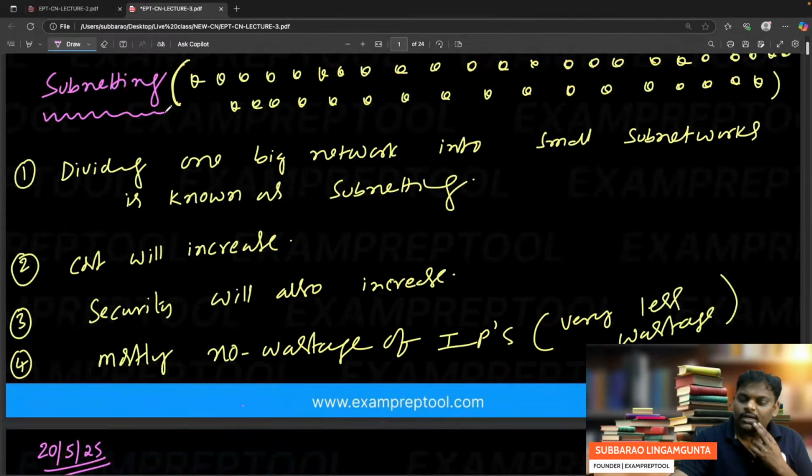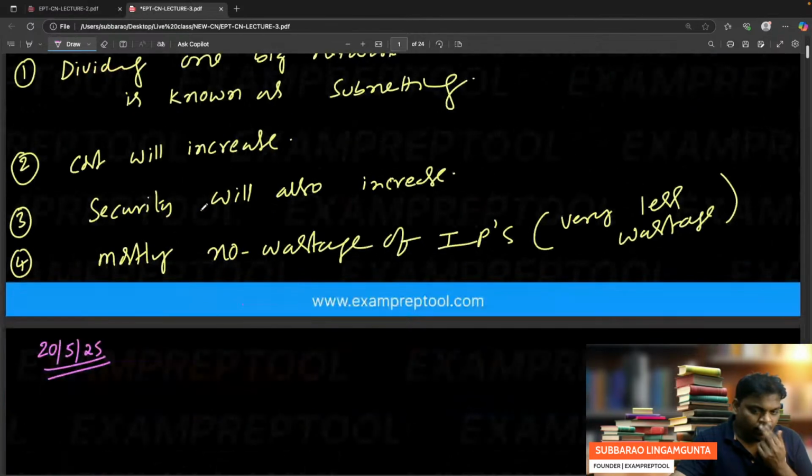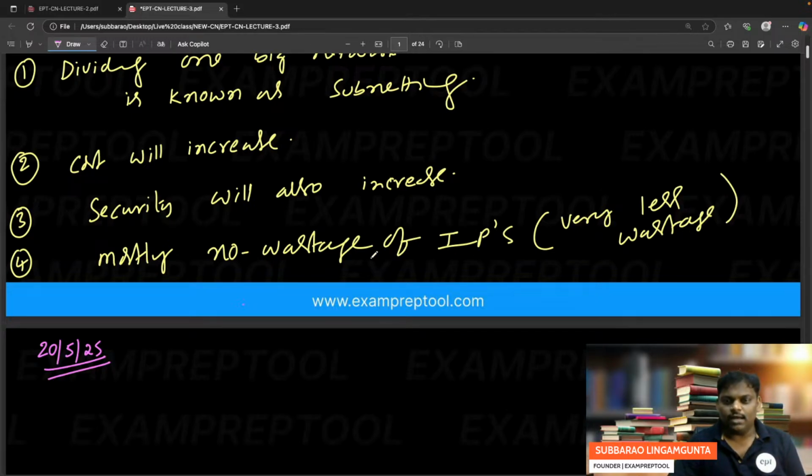Subnetting is nothing but dividing one big network into some small sub networks. Cost will increase because there are more networks. Maintenance cost will increase. Security will also increase, and mostly there is no wastage of IPs. So I think you will get the clarity now.